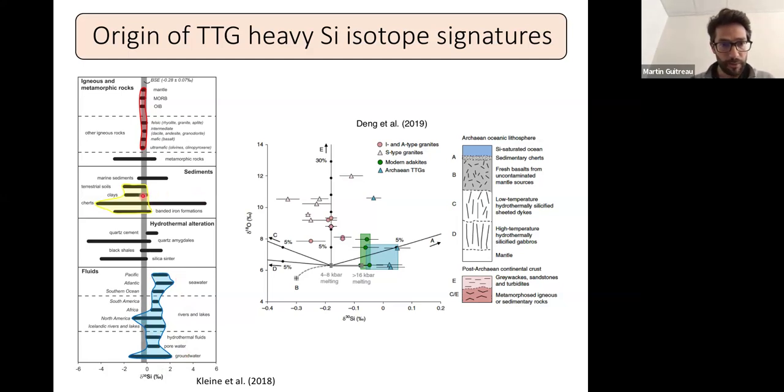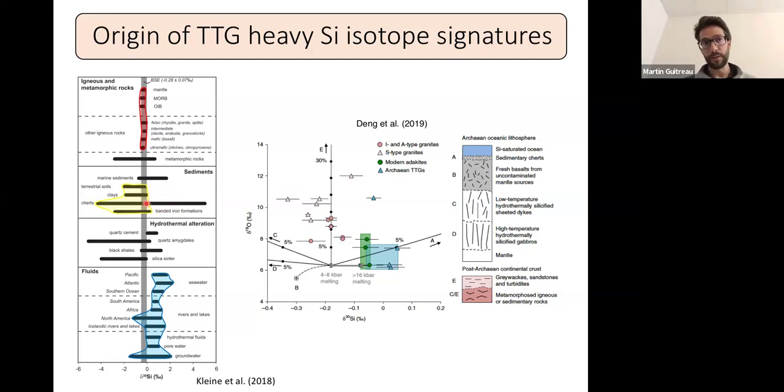And some of the sediments, including marine sediments and cherts, tend to have heavy silicon isotope compositions. So the question was, when you look at crustal sections in Archean terrains or in present-day oceanic lithosphere, you will have pillow basalts, and then you have mafic gabbros underneath. And in Archean terrains, you have some sedimentary cherts. And most of the cherts that are ocean derived will have heavy silicon isotope signatures.